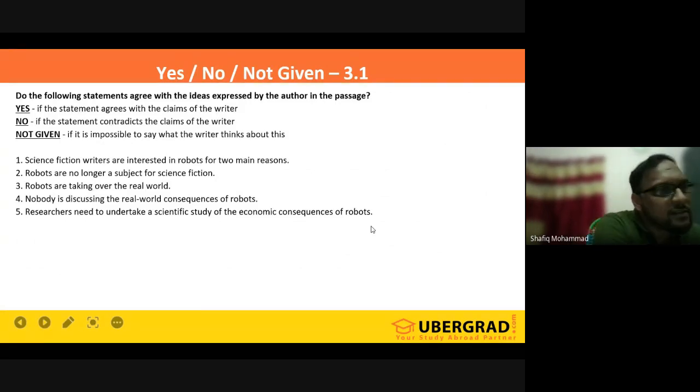Then someone has said okay. For the first question, they gave the writer's interest, not science fiction writers. See, those who write about these things are science fiction writers, right? Those who write about robots and artificial intelligence and cosmos and other things, definitely they are something related to science fiction.